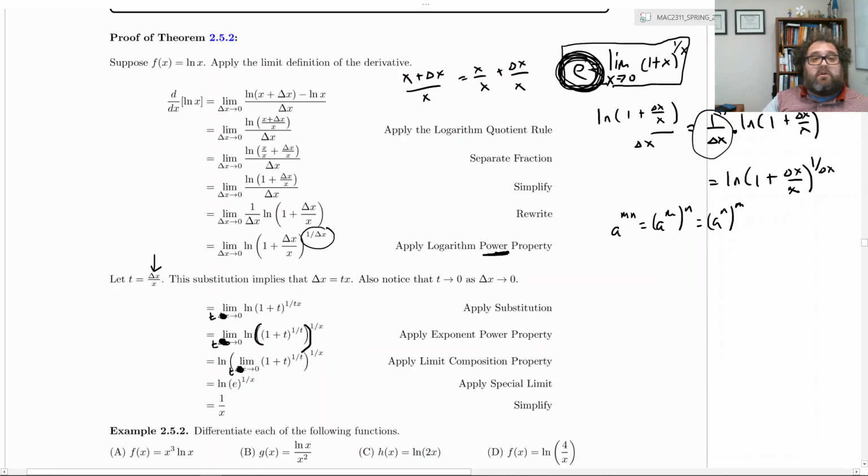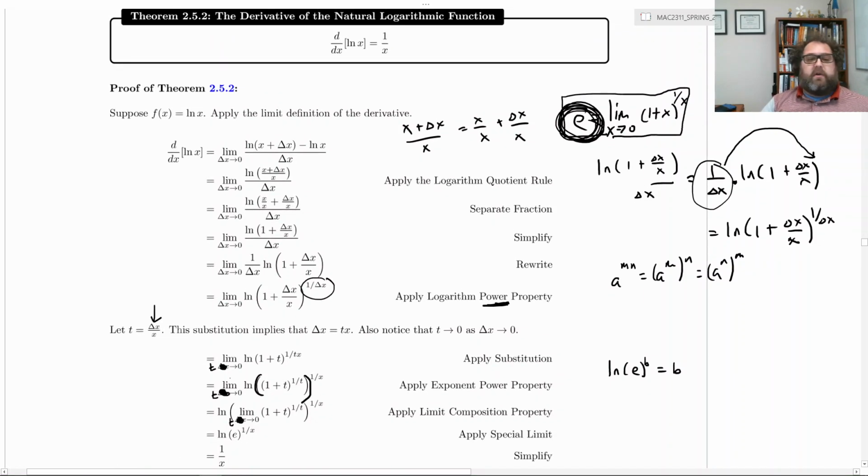But what we know about natural log and e is that they're inverse functions. So we know that natural log of e to anything, we'll say b, is just equal to b, because they're inverse functions. So whatever is in the exponent here is what the whole expression simplifies to. Here we have a 1 over x. And so this expression simplifies to 1 over x, which is what the theorem above, 2.52, said we were looking for. So the derivative of natural log x is 1 over x.